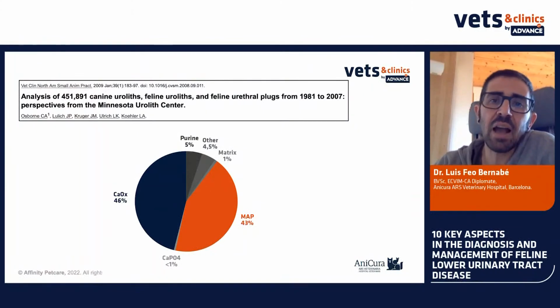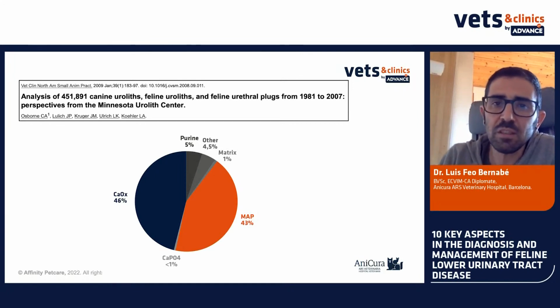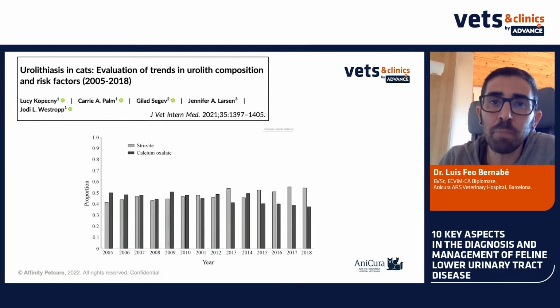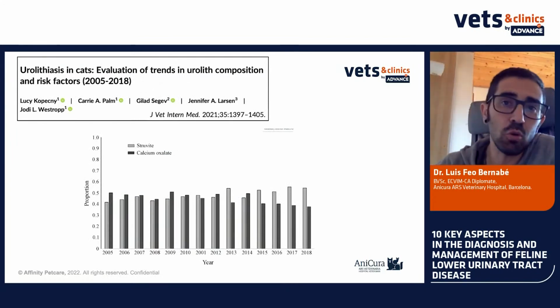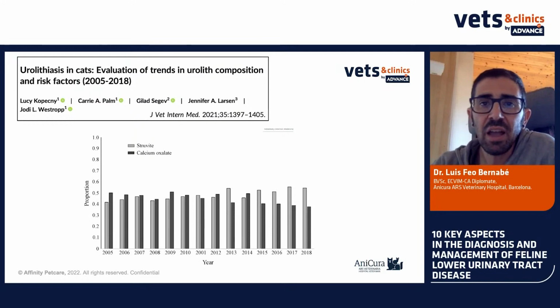Calcium oxalate and struvite. They are the two most frequent stones that we see in cats. For sure, there are other ones, but between these two we have around 90% of the cases. So these are the main stones that we tend to see.